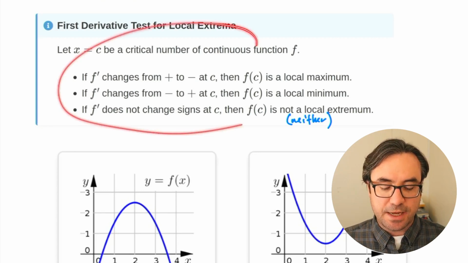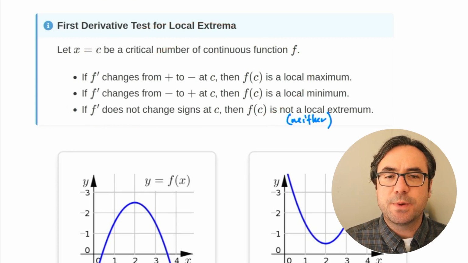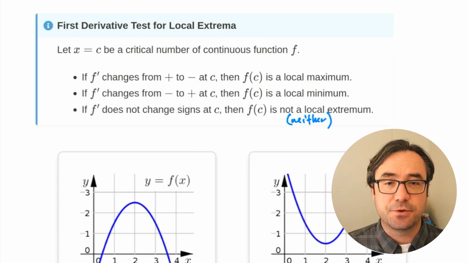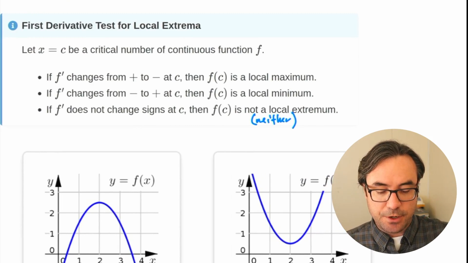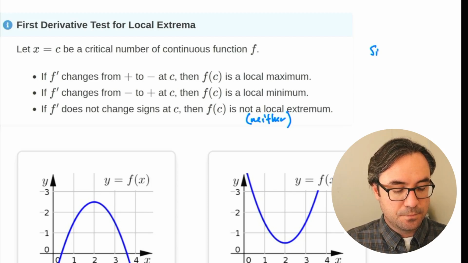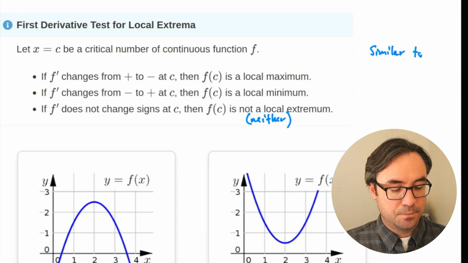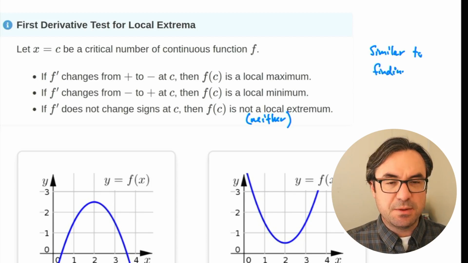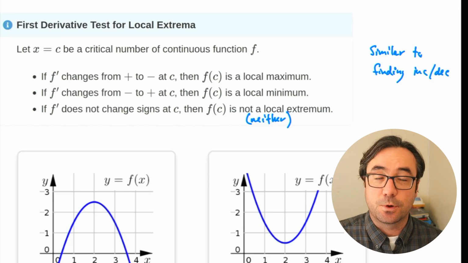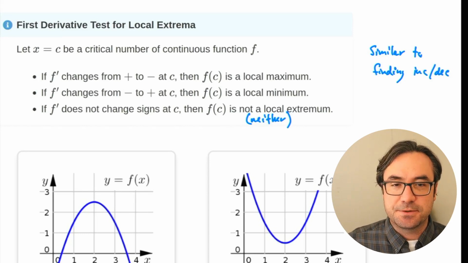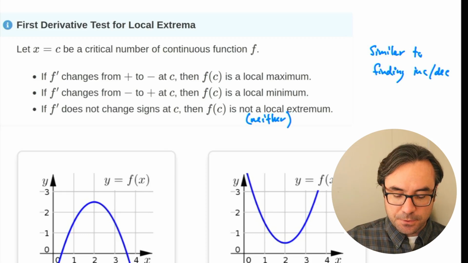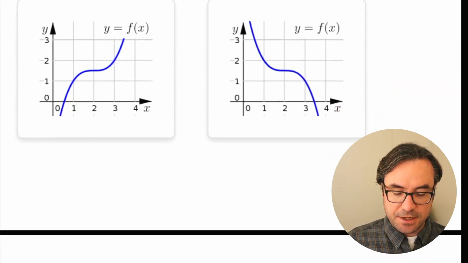All right, so it might seem like there's a lot to remember here, but we'll see. Once we have our sign chart, it's really no more work than just figuring out the intervals of increase, decrease. This is going to be very similar to finding the intervals of increase, decrease. Actually, we're going to get the intervals of increase, decrease almost as a byproduct of doing this first derivative test. All right, so we'll save these graphs. We'll look at these graphs in class.